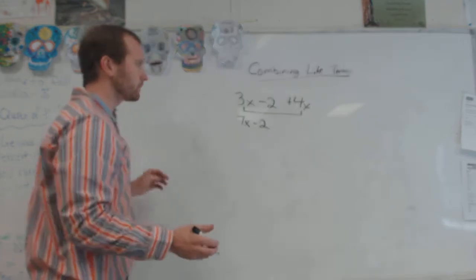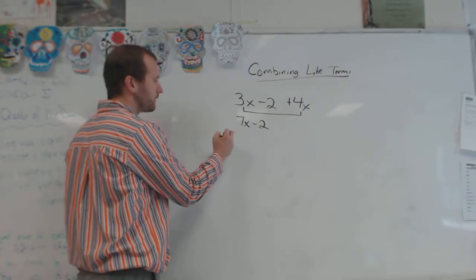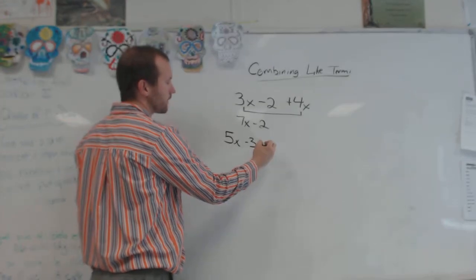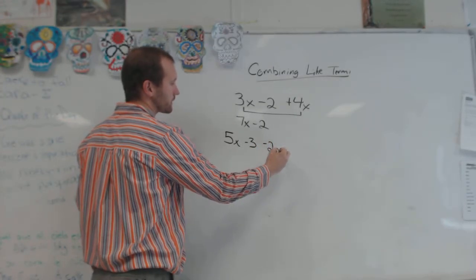What if it's a negative number? So what if I had 5x minus 3 and then minus 2x?